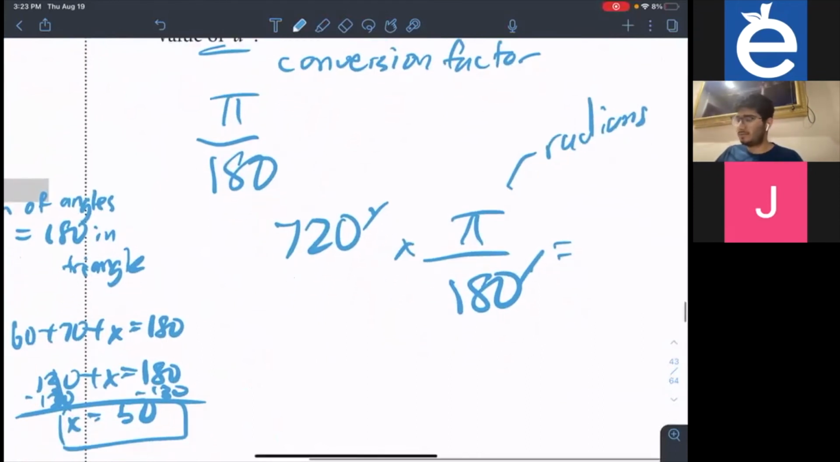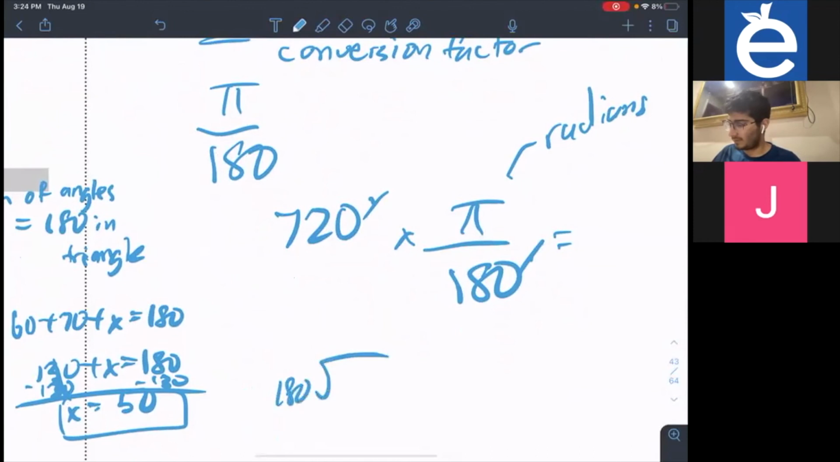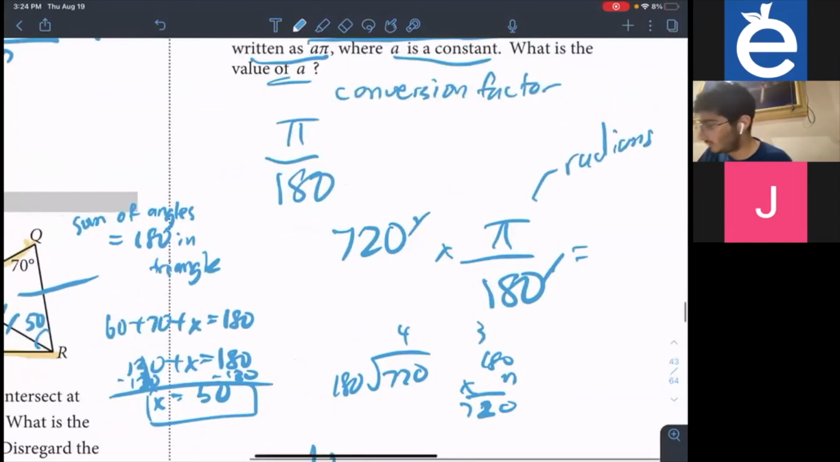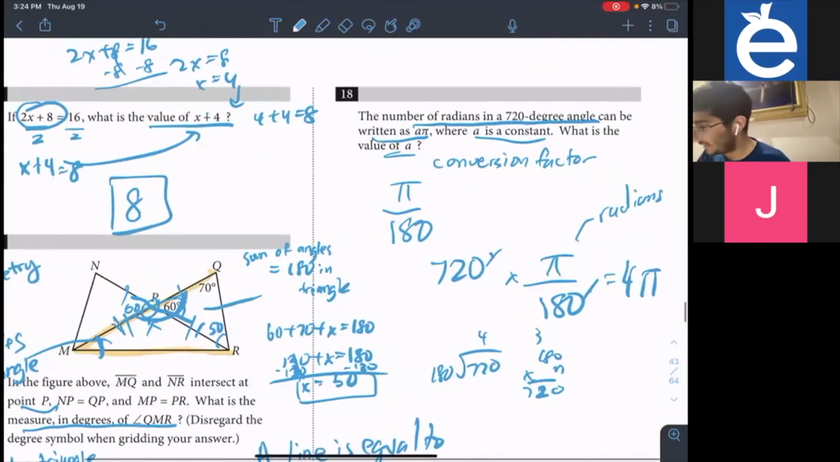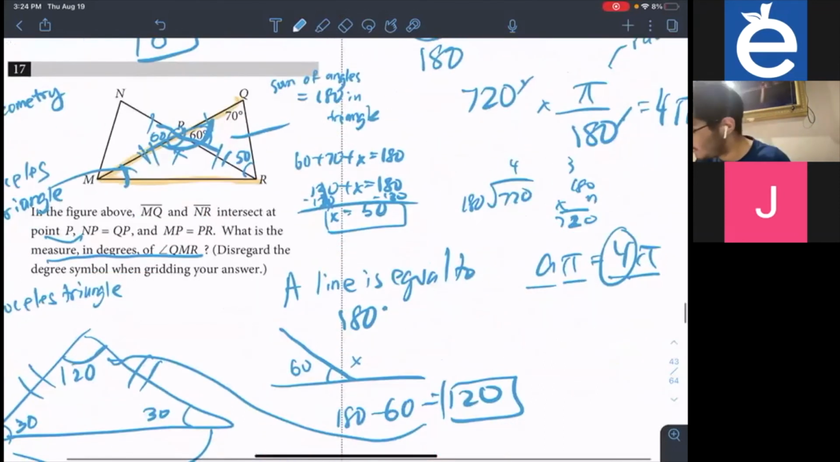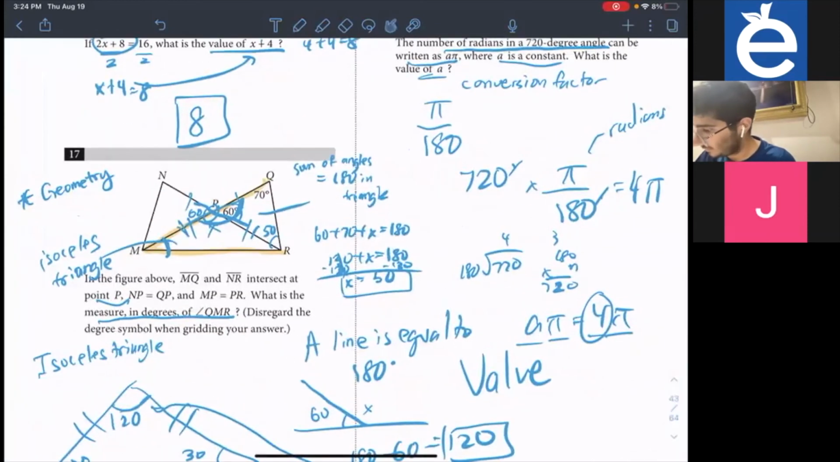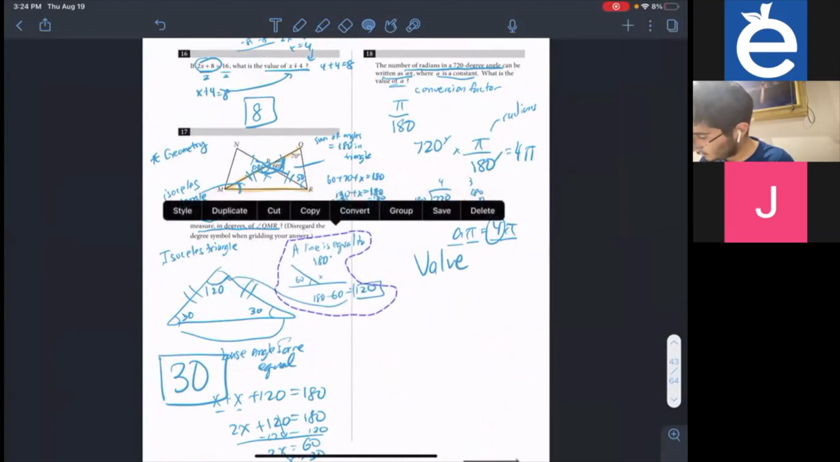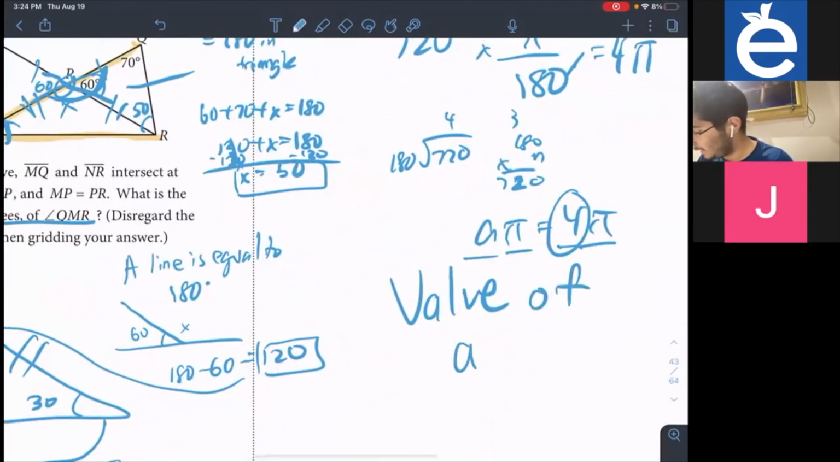So 720 divided by 180 is 4, but let me just double check. 180 times 4, yeah, 720. Yeah, so it would be 4 pi. And then they told us it is written as a pi. So a pi is equal to 4 pi. See, it matches. So it's asking for the value of a. Value of a is 4.